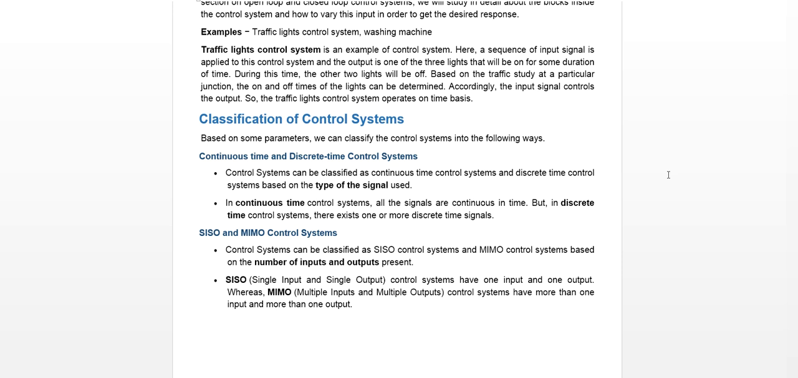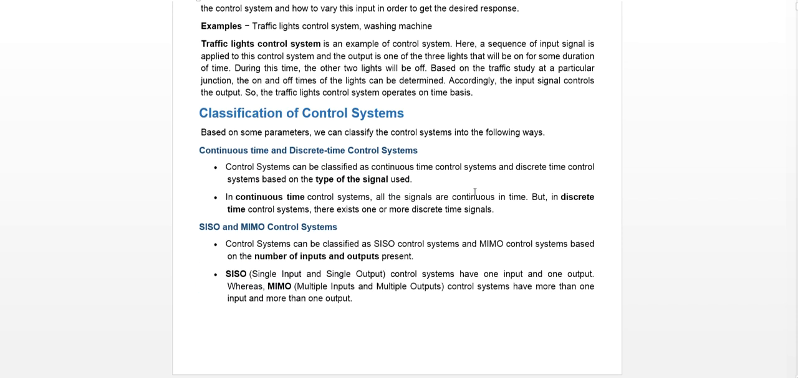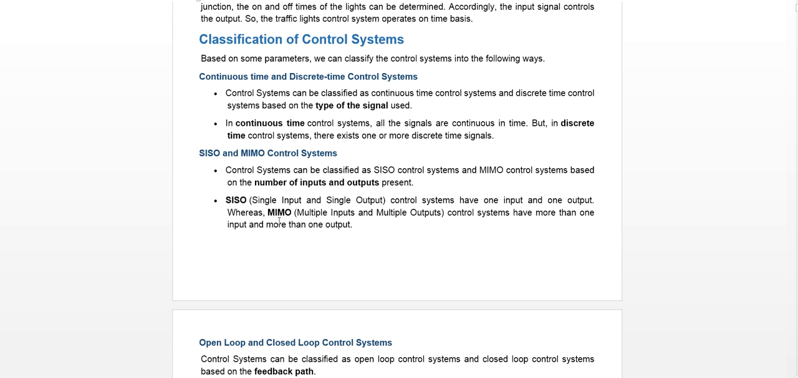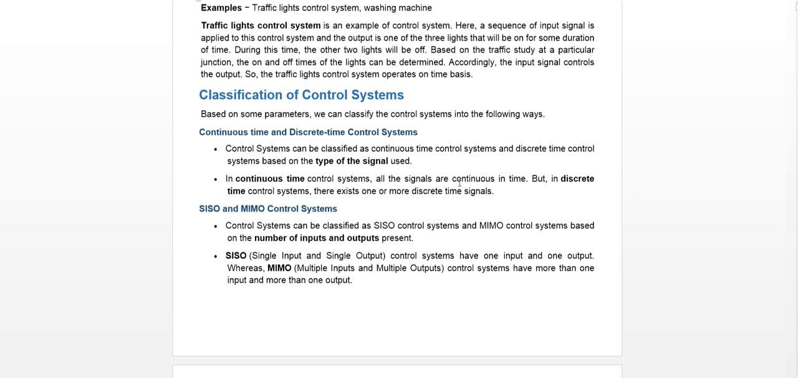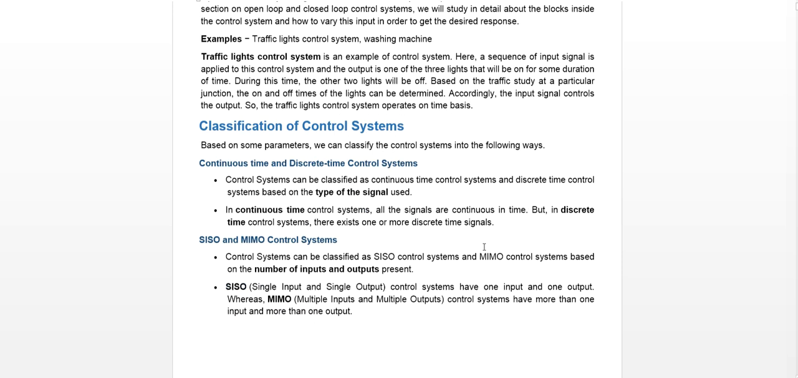Another classification is the SISO control system and MIMO control system. SISO means single input, single output, just like this diagram, single input and single output. That's SISO. If you have a MIMO, multiple inputs, multiple outputs, you have several inputs going to the control system, or you have several outputs from your control system. So that's MIMO.